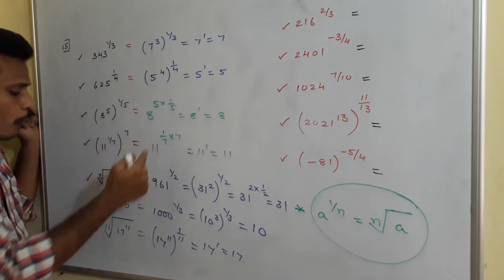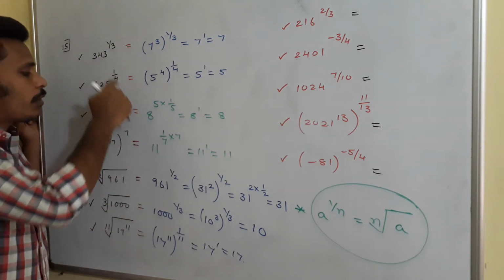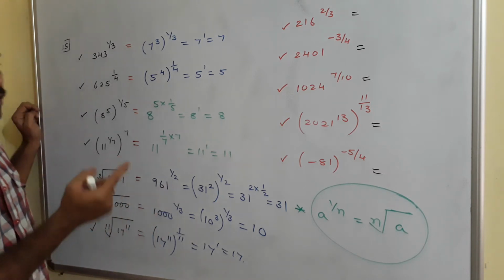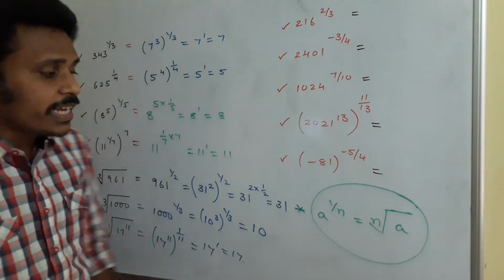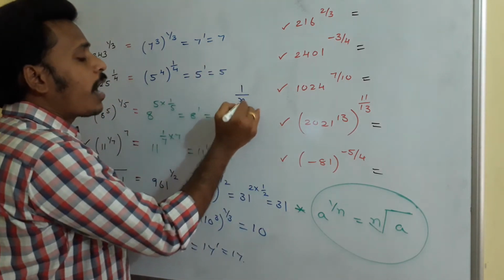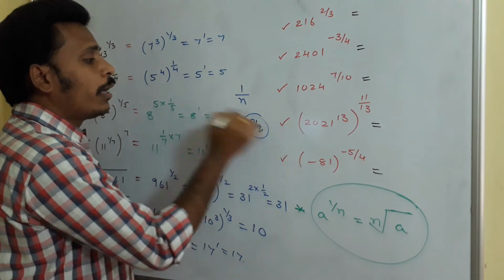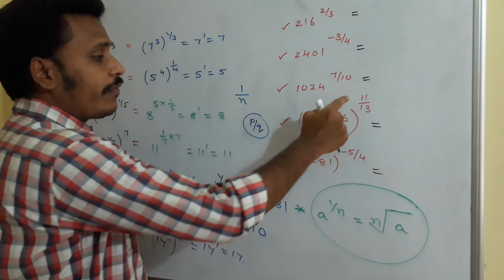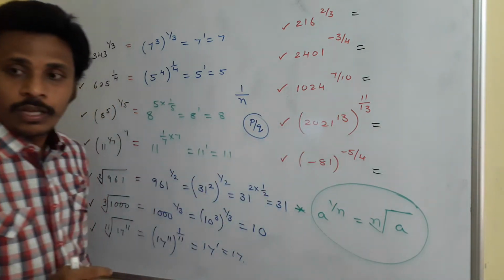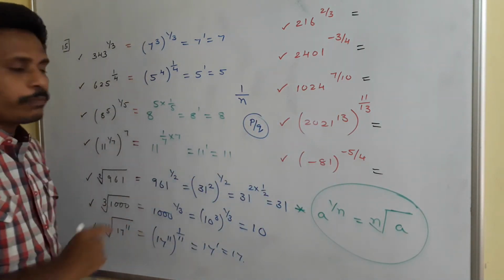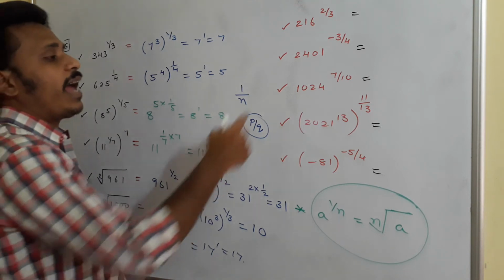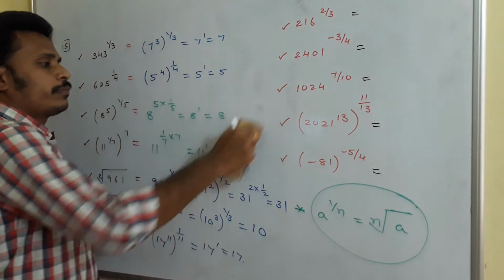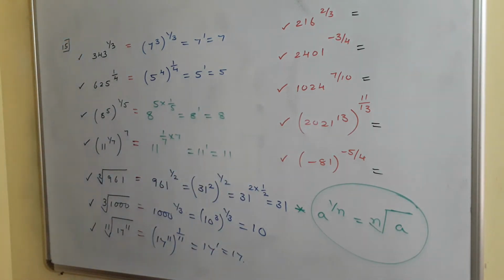These are some simple problems where I used 1 by 3, 1 by 4, 1 by 5, 1 by 7, 1 by 2, 1 by 3, 1 by 11 like that. But now, instead of 1 by n, I am using the p by q form: 2 by 3, minus 3 by 4, 7 by 10, 11 by 30, minus 5 by 4. If you are clear about all these simple problems, I will handle these problems. Okay? Just observe this. Have a look. Analyze this.